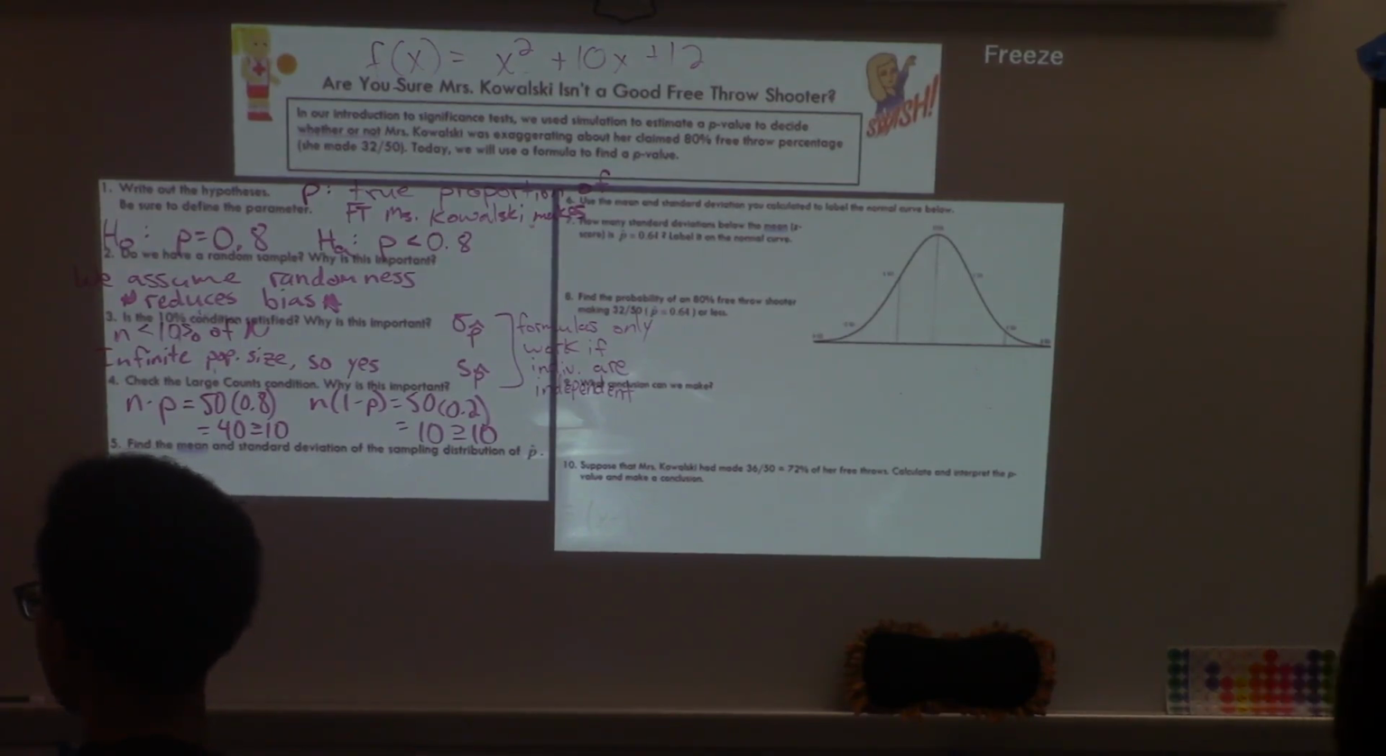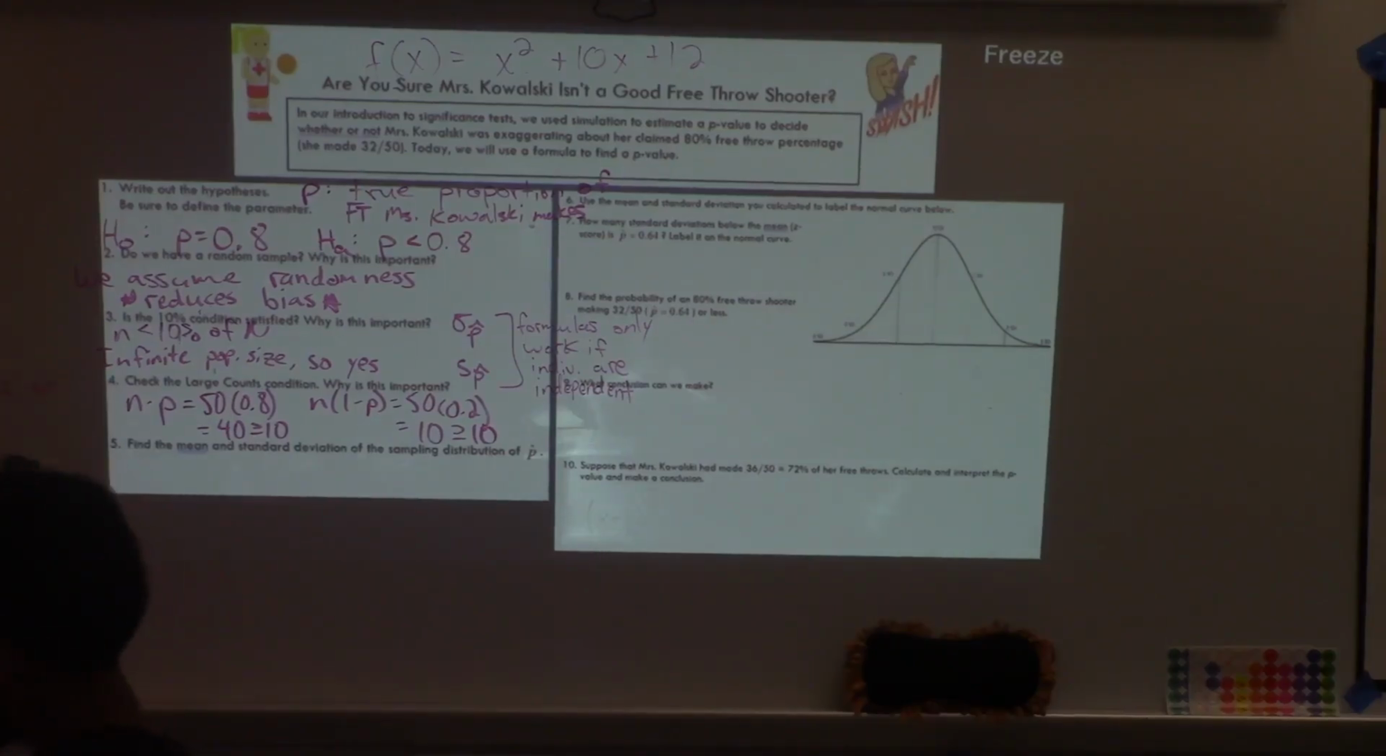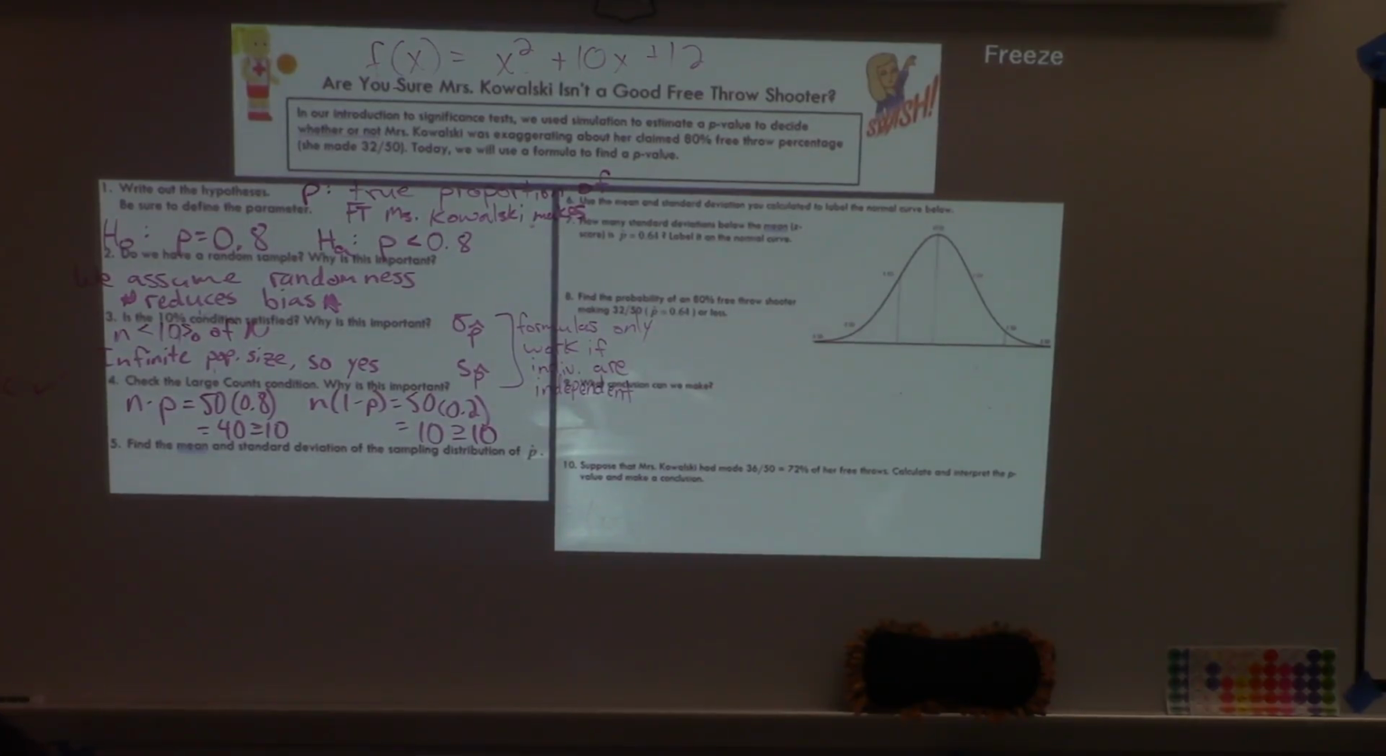Okay, is large count satisfied? Yes. Guys, you gotta show the calculations. In a hypothesis test, it is expected successes and expected failures. In a confidence interval, I don't have a P, can't use P, I gotta use P hat. But the natural thing is to use P.